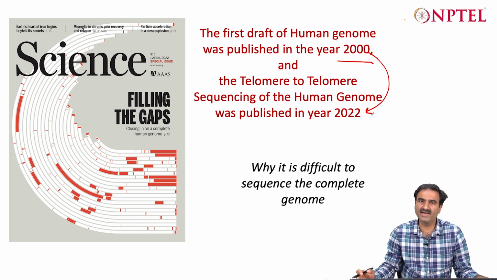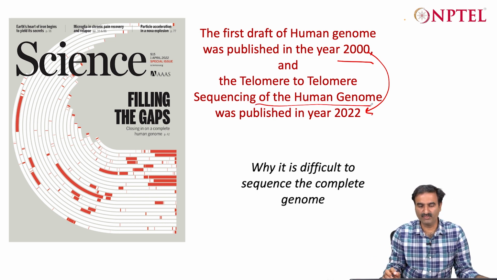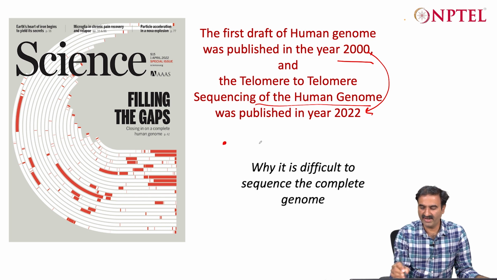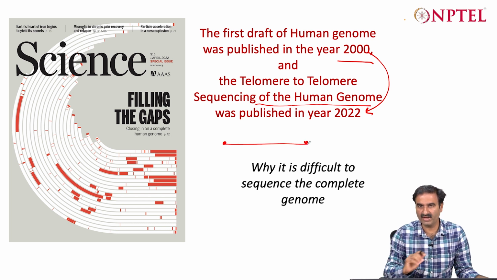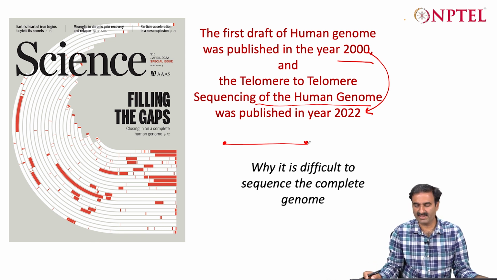By putting in a lot of effort, after 23 years we now have a complete version of the human genome from telomere to telomere. From one end of the chromosome to the other end, you now have the complete human genome available for analysis, and I think similarly it will be extended to other genomes, and very soon telomere to telomere sequencing will become a standard practice.